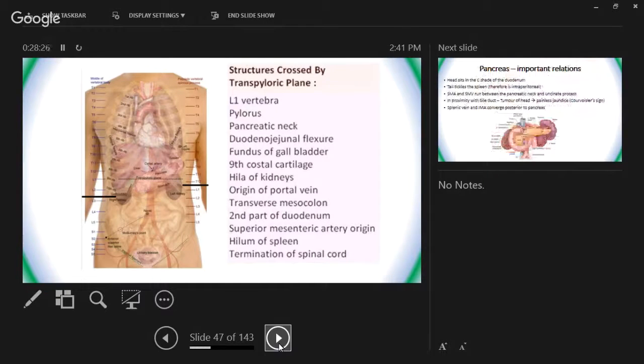All the stuff happening at L1. I'm not going to go through it, but just have a read of that. Not all of this is important. Let's say the important ones: L1 vertebra. Note the termination of the spinal cord, so it's the start of the conus. And origin of the portal vein. Yeah, just have a read of that.